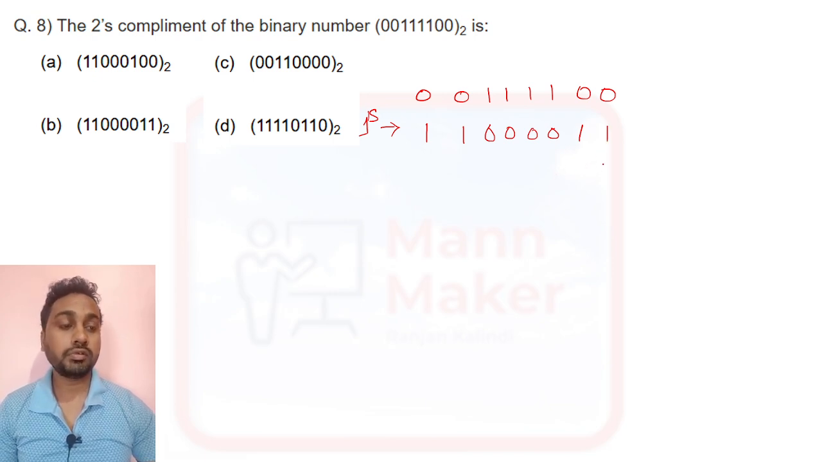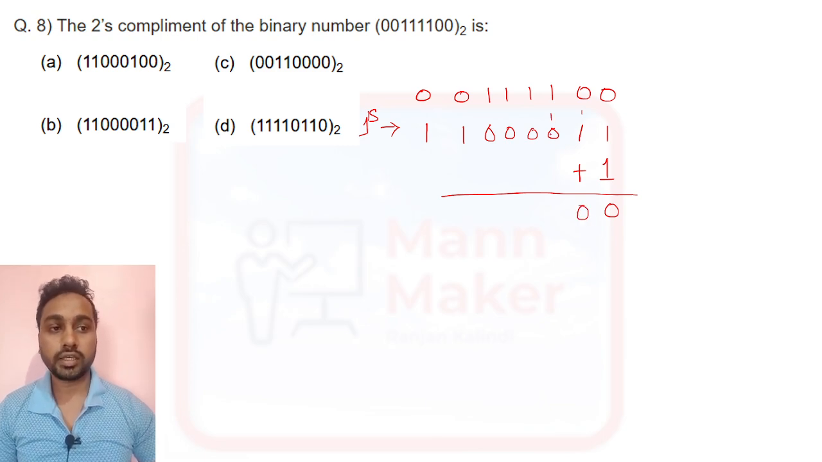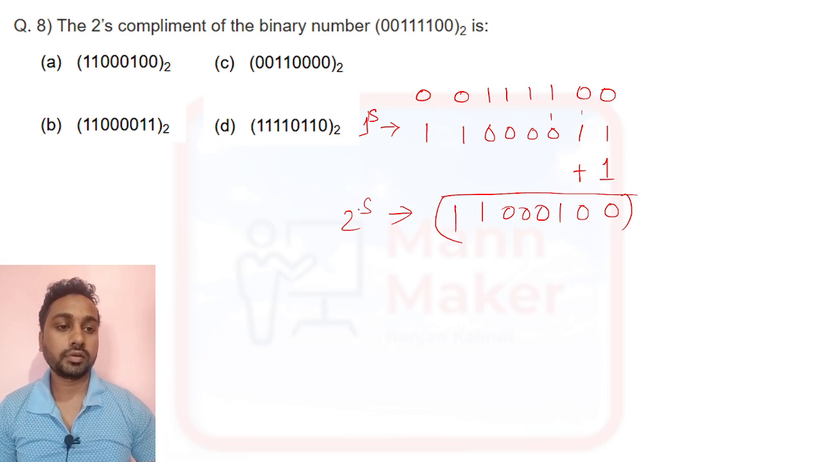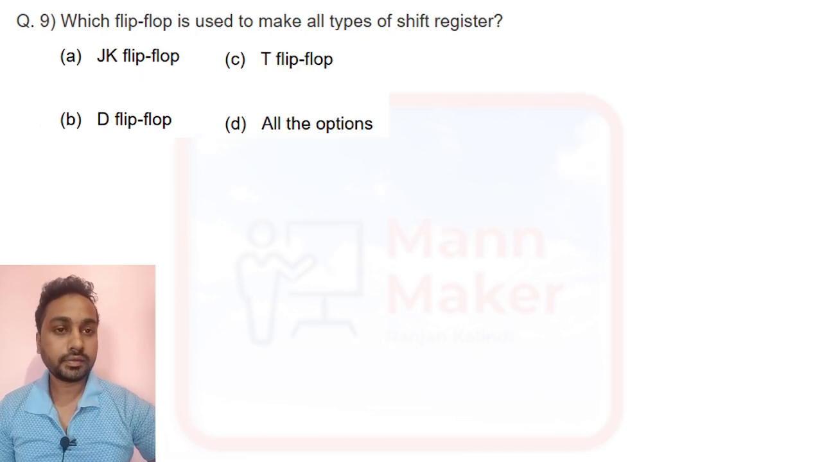Now for two's complement, we need to add 1 here. So 1 plus 1 is 10, that is a 0 with carry 1. Then again 1 plus 1 is 10, that is 0, and again the carry goes here. So 1 plus 0 is 1. Now 0 0 0 1 1. So this is your two's complement. So your answer will be option A.